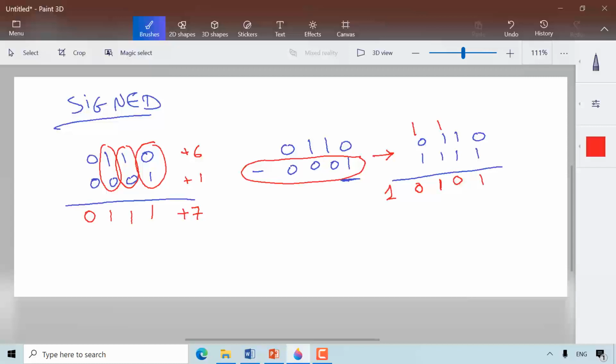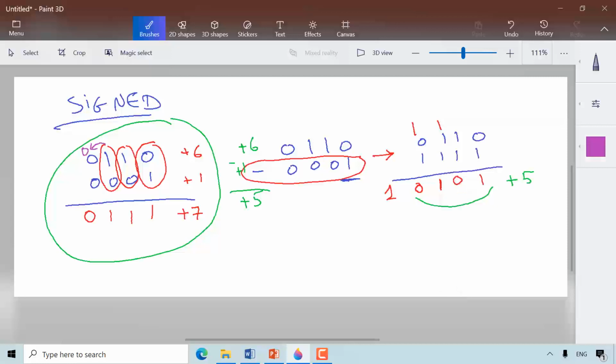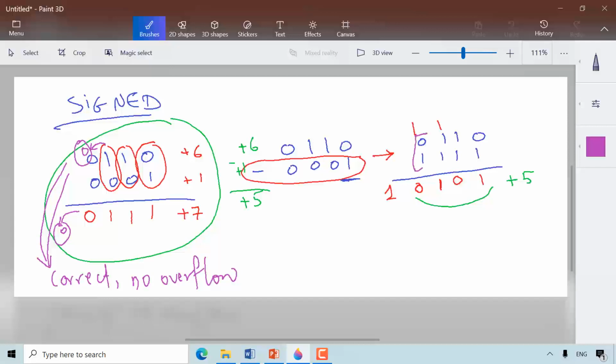Here is an interesting point that we need to observe. First of all, this turned out to be number 5, which makes sense because what I'm doing here is subtracting 6 minus plus 1, so you would expect to get a plus 5. More importantly, in the earlier example, the carry into the last bit is 0 and the carry out is 0. So both agree, and my result is correct and I have no overflow. Now in this example, the carry into the most significant bit is 1 and the carry out is 1. They both agree, so my result is correct and no overflow.